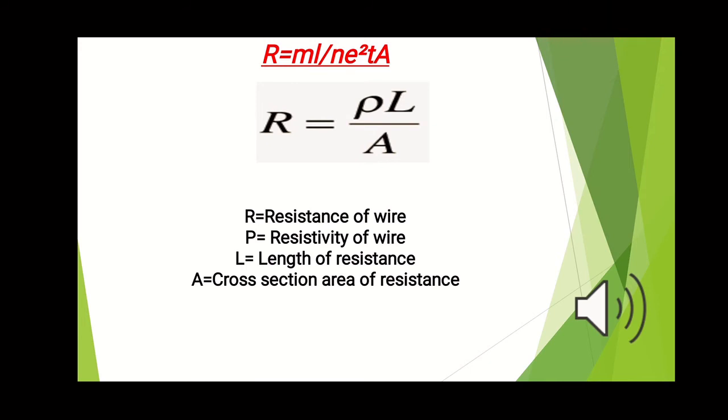The second question is, how will the resistance of a wire change if the cross section area is made half of the original while keeping the length the same? It means one wire is replaced with another wire of the same length but half of the cross section area. The answer for this one is the resistance of the wire will become double.